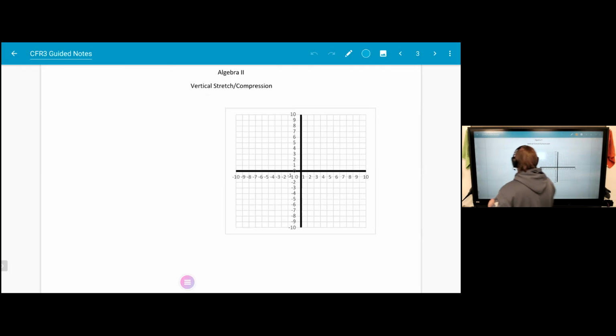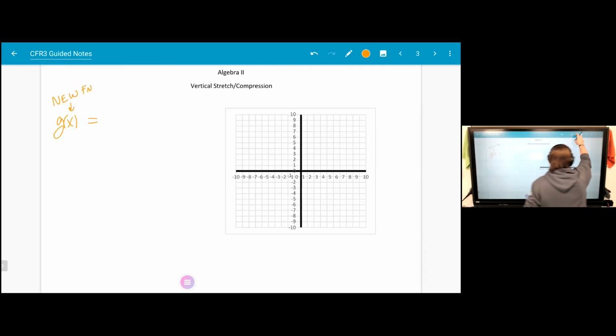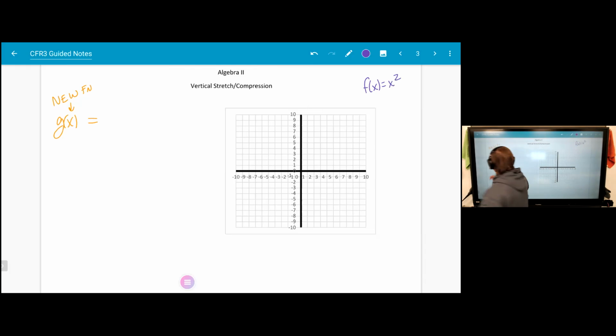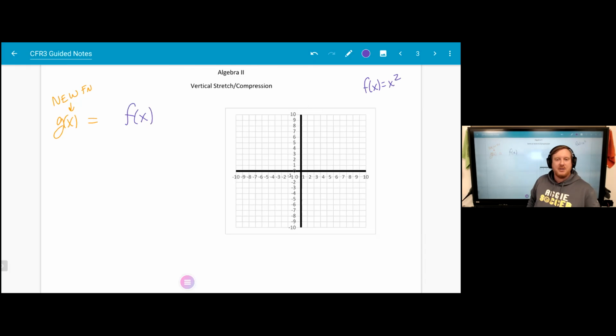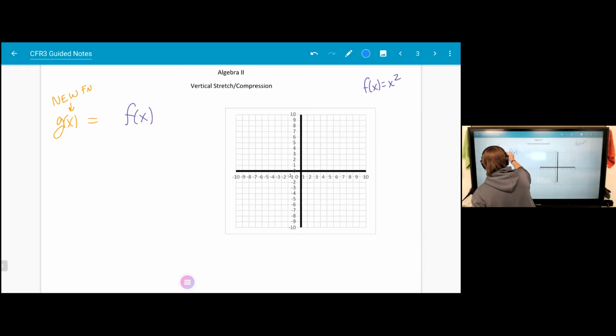Let's go with we got our new function, g of x. Again, this is our new function. And we're going to put our parent function. We'll stick with x squared. F of x equals x squared for now. And again, this applies to every function. So we've got f of x. And instead of adding or subtracting this time, we're actually going to multiply. So we've got this value on the outside. We're going to call it a. A times f of x.